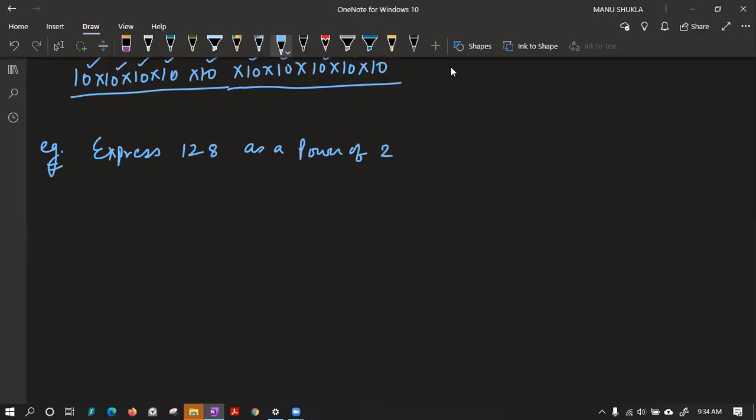Ryan, 10 was repeating 10 times. That is why I wrote it as 10 power 10. Okay. Don't worry, Ryan. It will be easy with some more examples. Yes, beta. So, Sarvagya, you have to convert this 128 as 2 power something. Yes, Kritika.